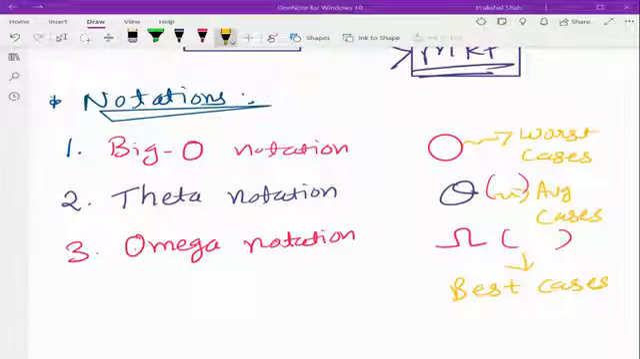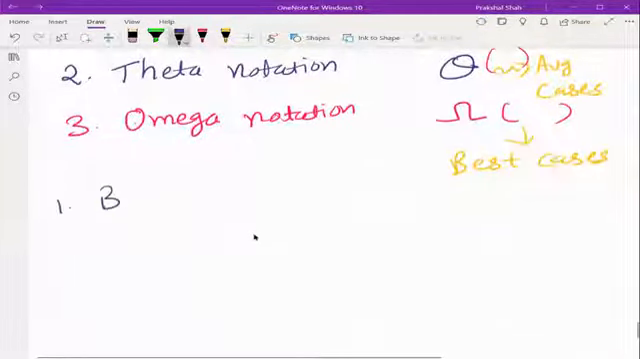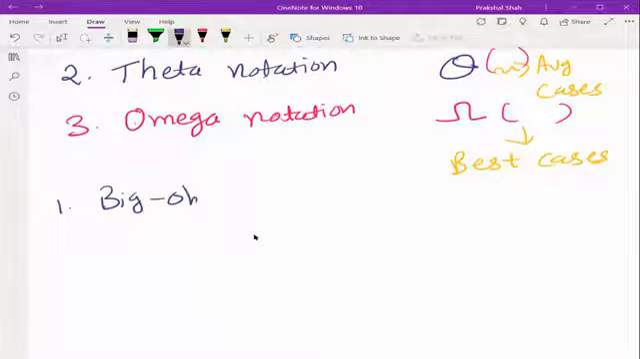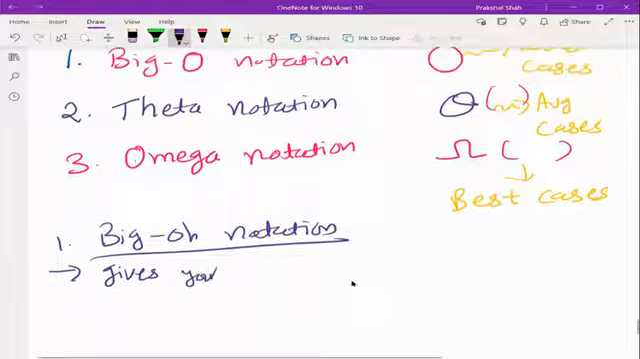Okay, best case complexity you will represent it by this. So now for this class we will be learning the big O notation in detail. Big O notation gives you the tight upper bound.